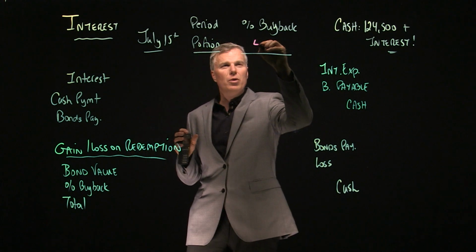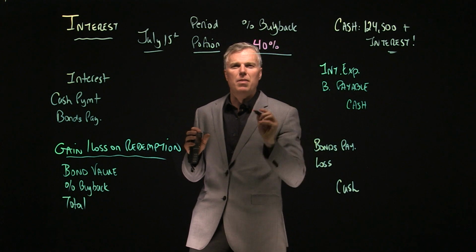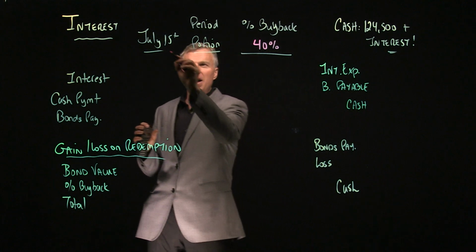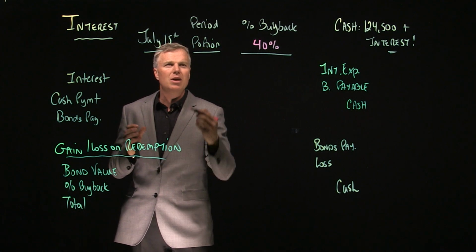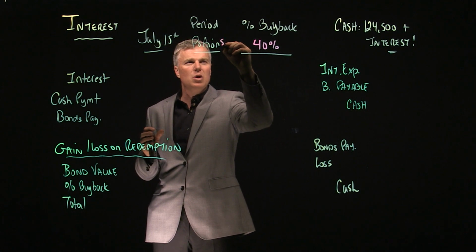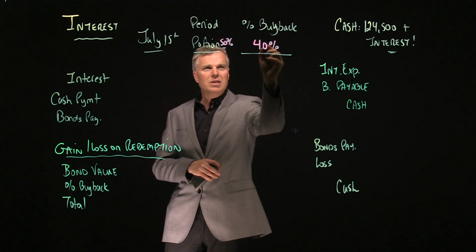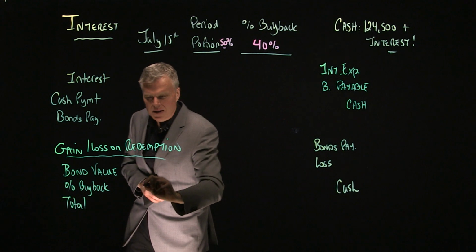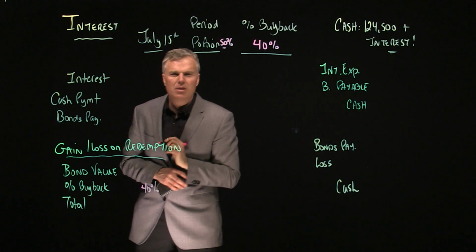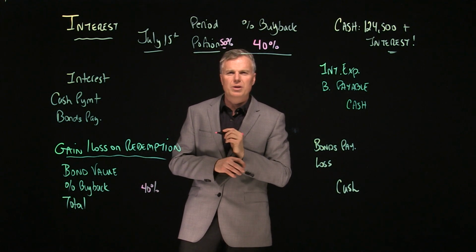First off, you're going to buy 40% of the bond back. And you're going to buy it back in the middle of a period. Now, the period's a month. You're going to buy it right back in the middle. So our period portion is 50%. Now, notice that the percentage buyback 40% can be used down here as well. So I'm just trying to help create a flow for you.